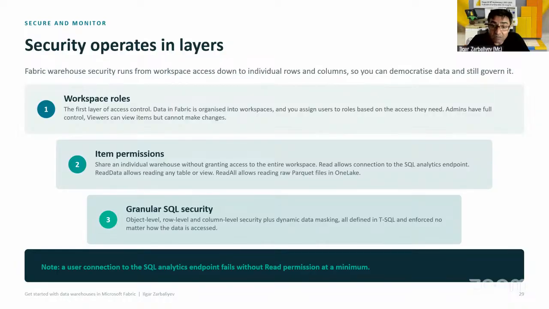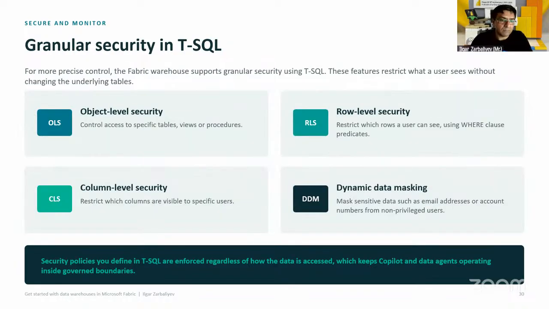Layer 3 is granular SQL security and it deserves its own slide, so let's turn to it. Four granular security features, all defined in T-SQL, all restricting data visibility without changing the underlying tables. Object-level security controls access to specific tables, views, or procedures. The straightforward one. This user can see this view, not that table.